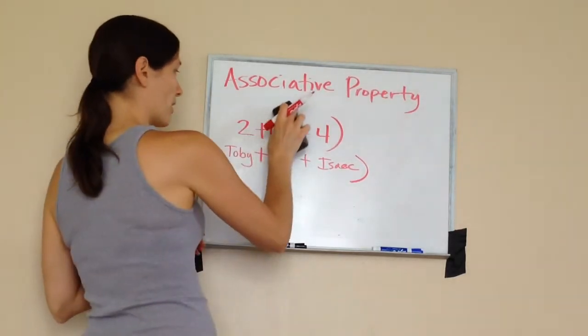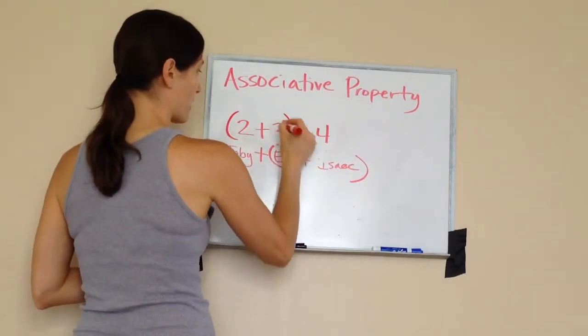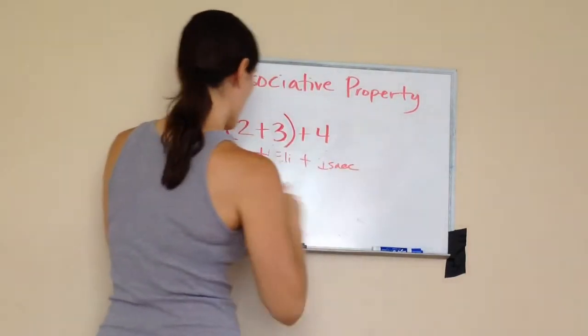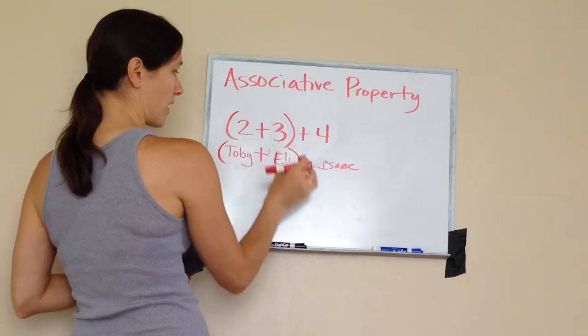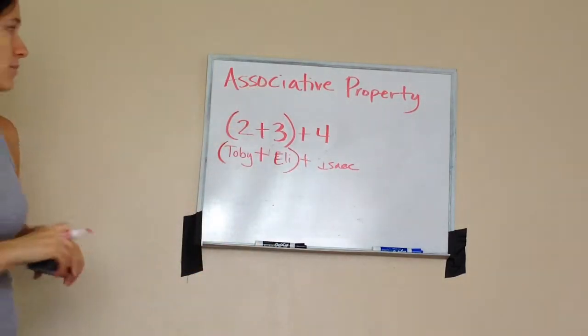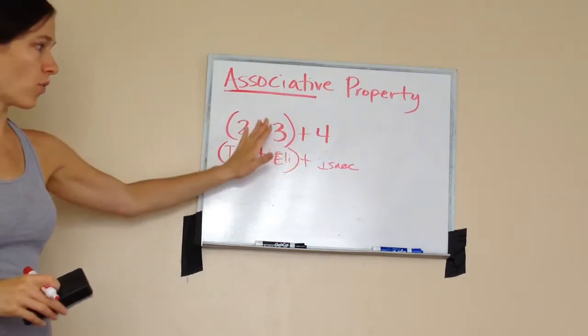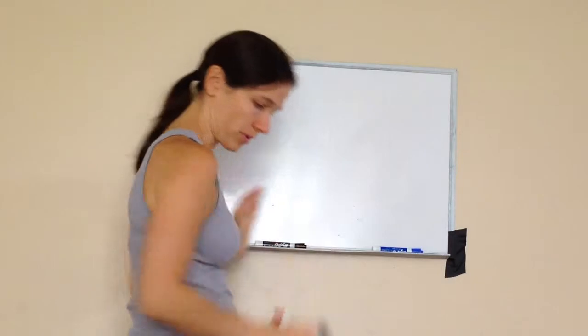Okay? But earlier, we used the associative property like this. Toby and Eli associated with each other, and they left Isaac out until later. Okay? So that's how it helps me remember what the associative is: they choose to associate with one versus the other. So that's the associative property.